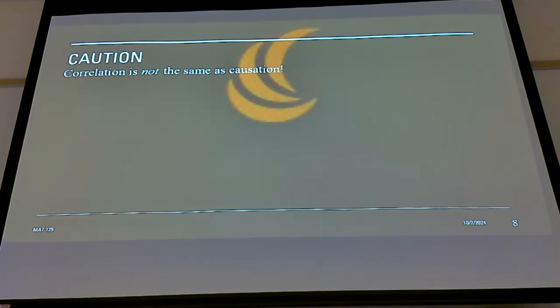I go back to the example I used at the start of the semester. There's a correlation between ice cream sales and number of drownings at the beach. Does that mean that selling more ice cream causes more drownings? No. There are other factors at play, but they are correlated.